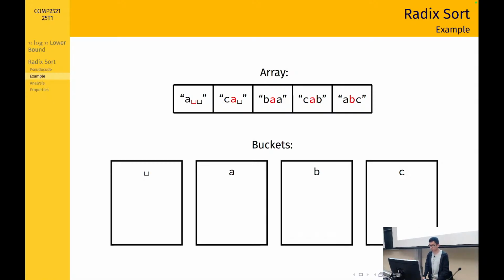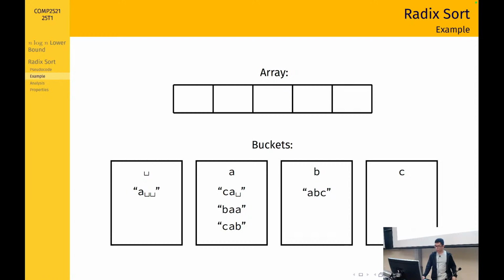Okay, so same principle really. So A blank blank, the second character is blank, so we put this in the blank bucket. Right, then CA blank, we put that in the A bucket, then BAA, A bucket, CAB, A bucket, ABC, B bucket. Okay? And now we just copy the items back into the array. So A blank blank, CA blank, BAA, CAB, and ABC. Okay, and finally, so C bucket is empty.